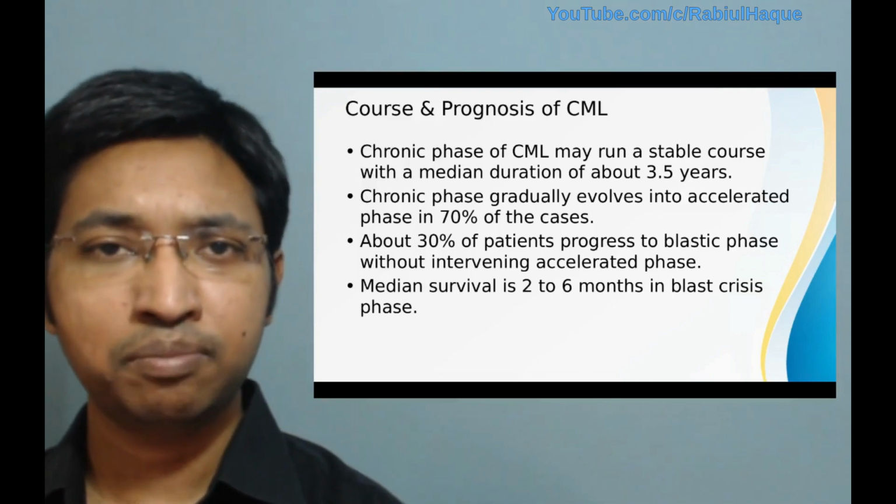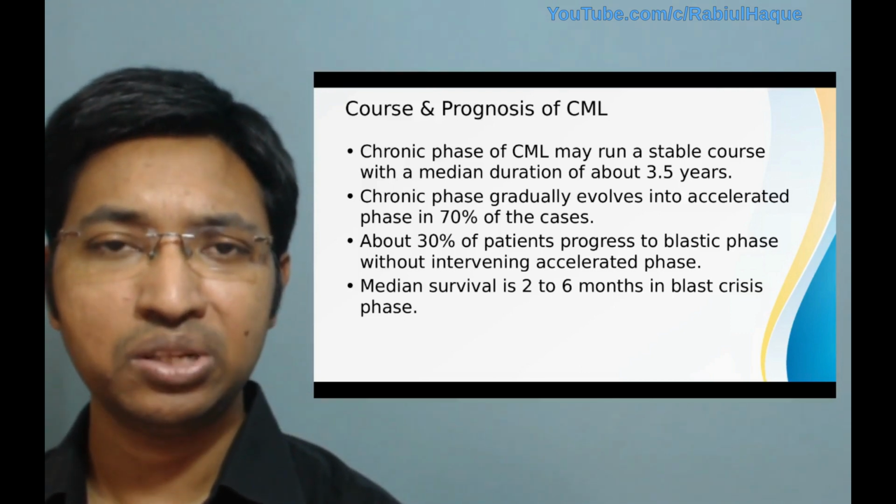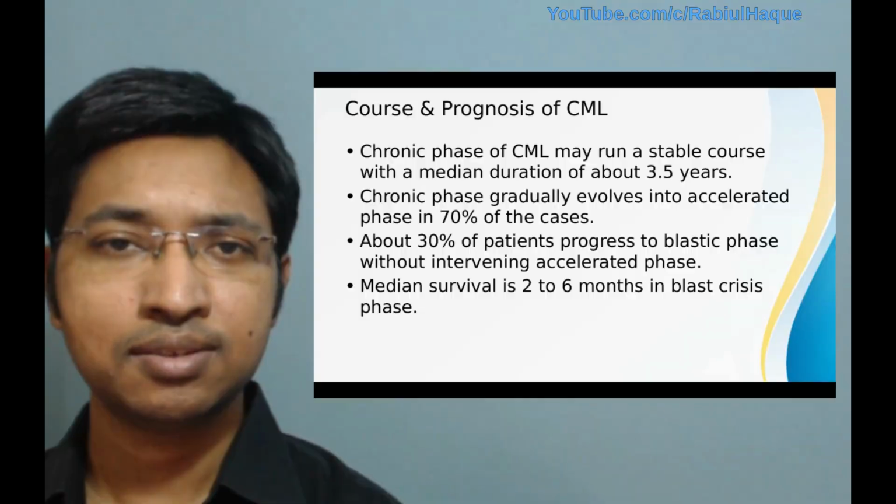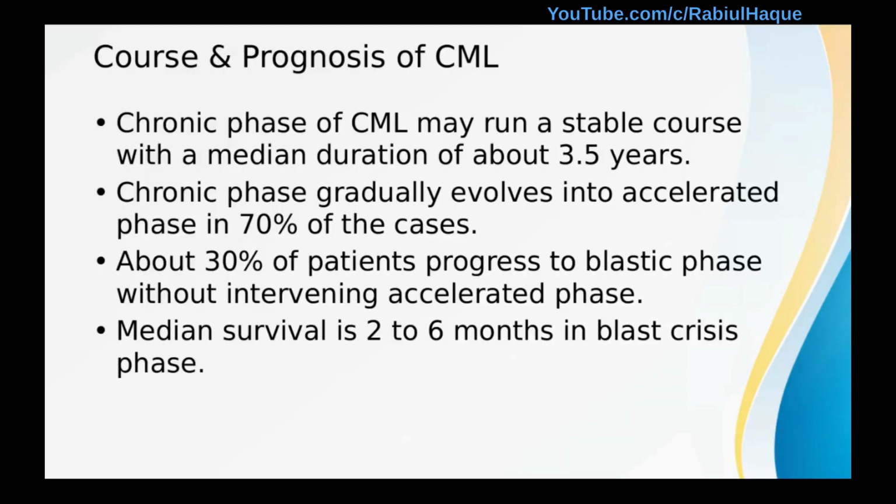So now that we have talked about the lab diagnosis of chronic myeloid leukemia, let's move on and talk about its course and prognosis. Now, chronic phase of chronic myeloid leukemia may run a stable course with a median duration of about 3.5 years. Chronic phase gradually evolves into accelerated phase in 70% of the cases, and in about 30% of the patients, we will see that they can progress to blastic phase without any intervening accelerated phase. Median survival is 2 to 6 months in the blast crisis phase.